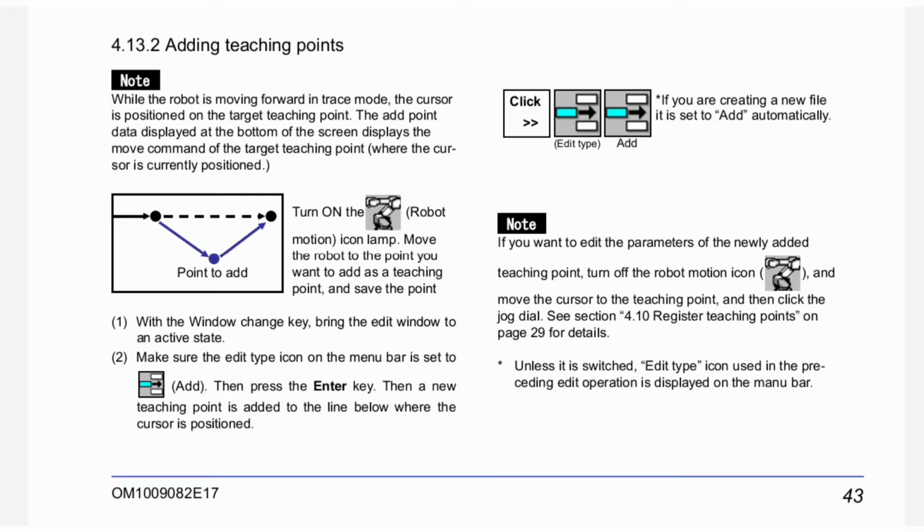Note, if you want to edit the parameters of the newly added teaching point, turn off the robot motion icon and move the cursor to the teaching point and then click the jog dial. See section 4.10 register teaching points on page 29 for details. Unless it is switched, the edit type icon used in the preceding edit operation is displayed on the menu bar.